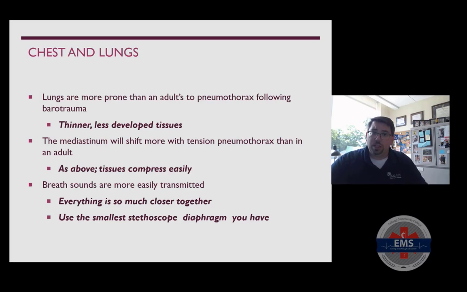Breath sounds are even harder to hear because everything is so close together. We may need to use a smaller stethoscope, or we may need to use the opposite side, the smaller diaphragm, on our regular stethoscopes for an adult if you have it.